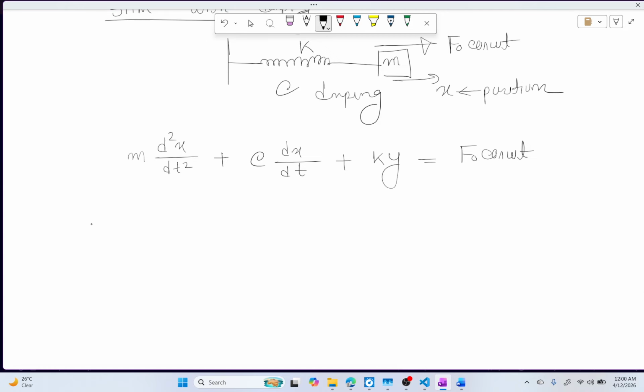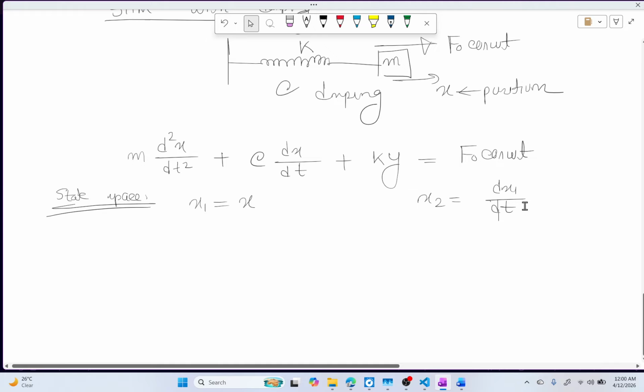So what I am going to do is use a state space model. State space model is very simple. You have to just define some variables. One is x1 and another is x2. So let's see what x1 is. I'm going to assume that x1 is x, simple, and x2 is dx1 by dt. Okay, I'm going to assume that x1 is x and x2 is dx1 by dt.